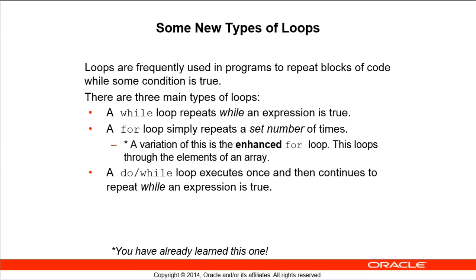While loops repeat the code block as long as, or while, a condition is true. A for loop repeats a predefined number of times. One variation of the for loop, the enhanced loop, repeats a block of code for each element of an array. Do while loops execute one time and then repeat as long as the condition is true.